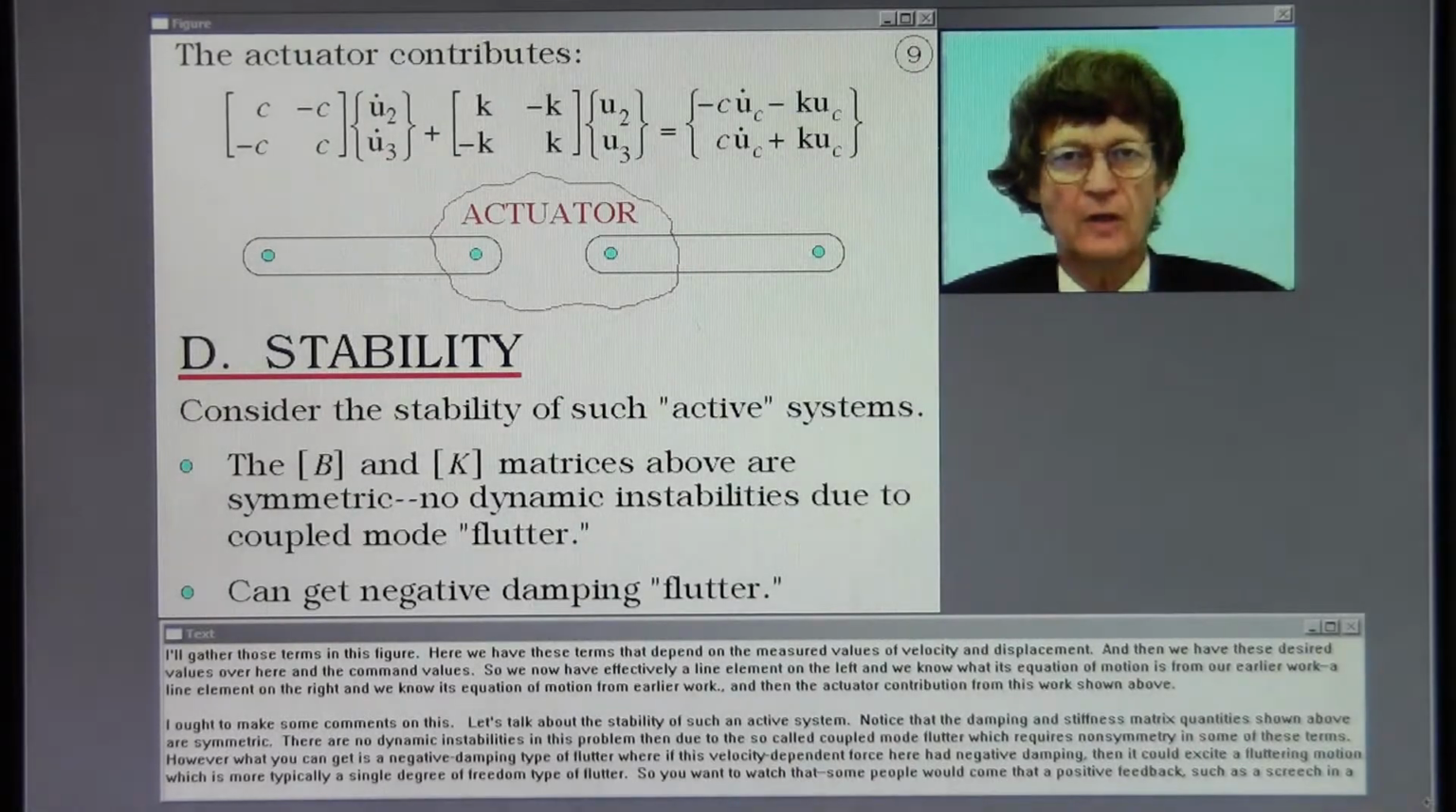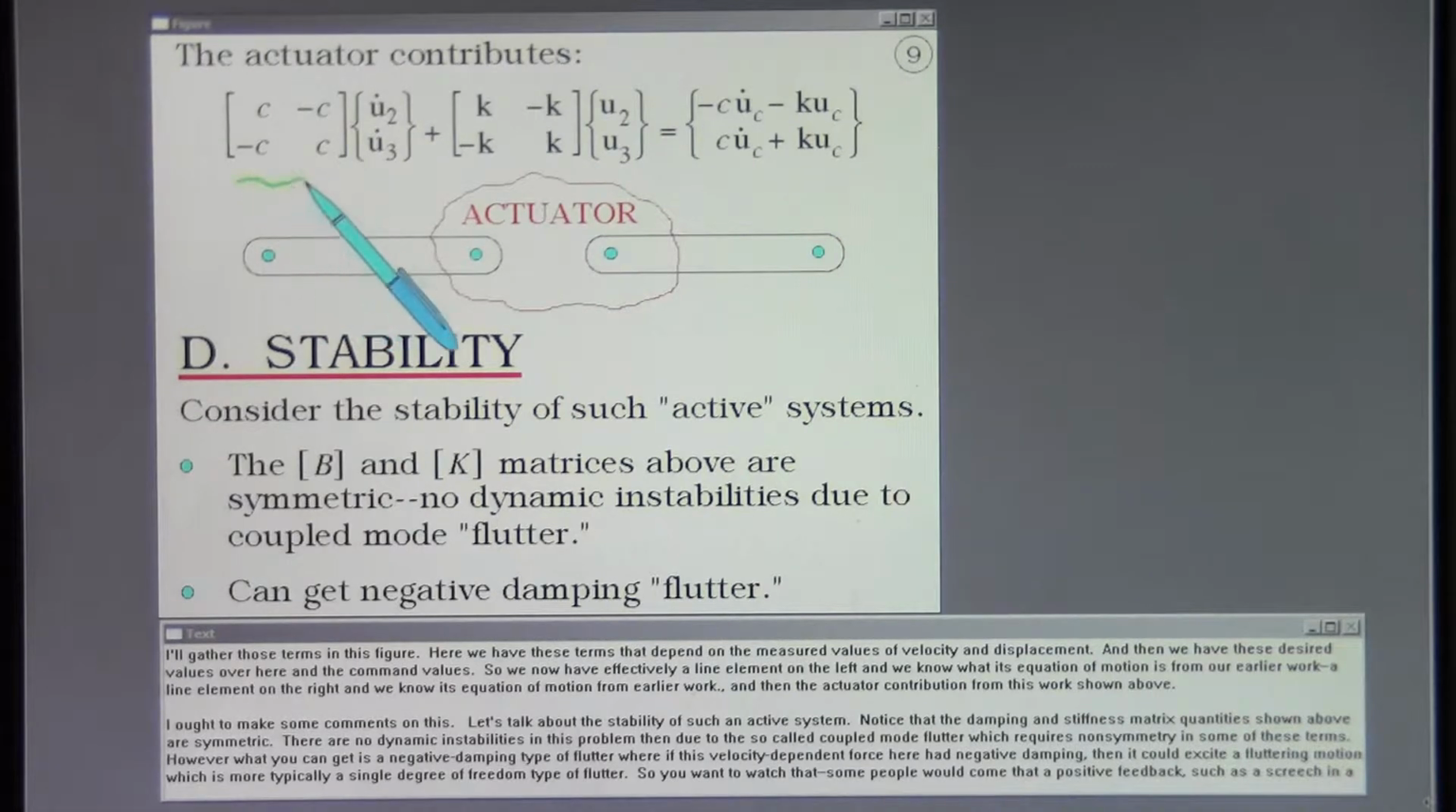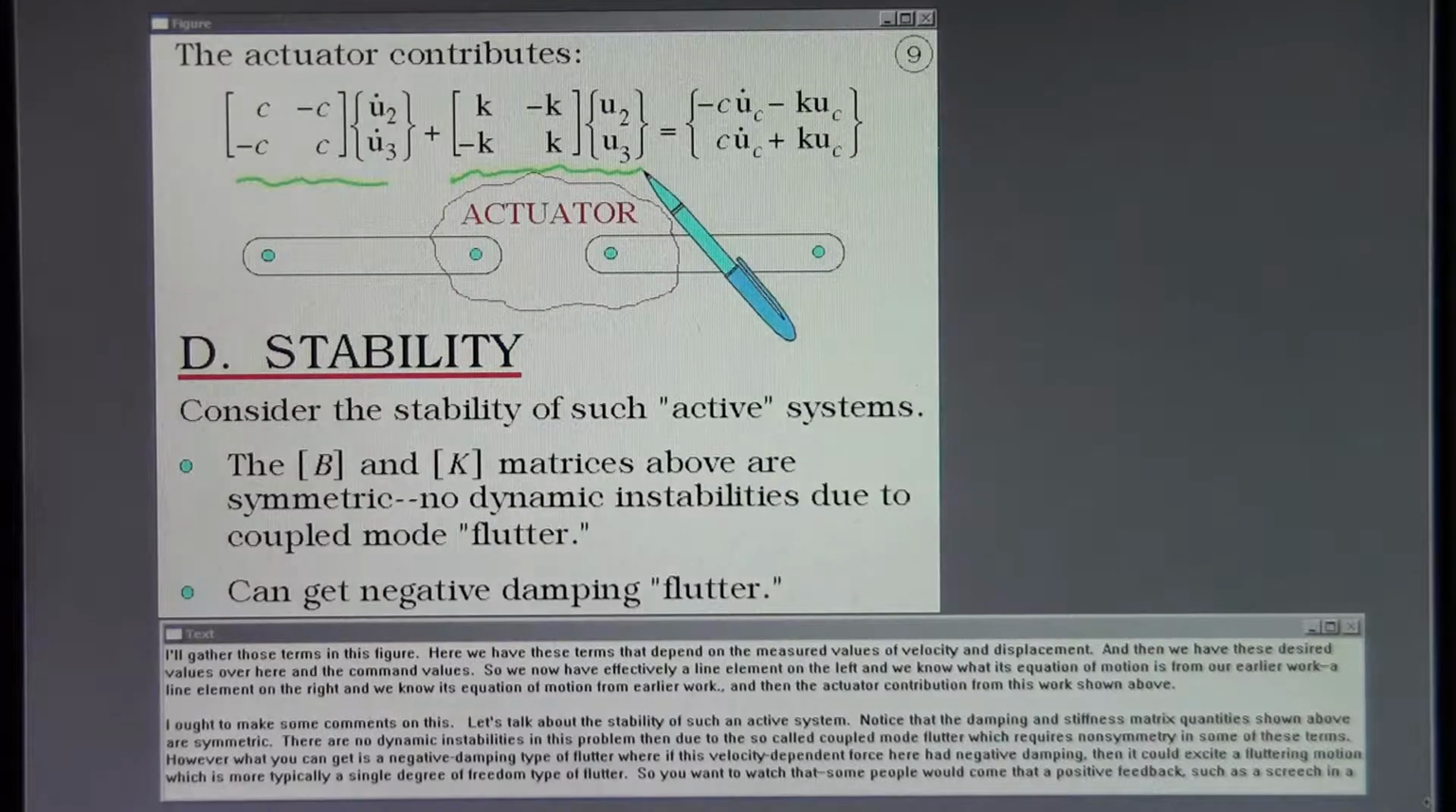I'll gather those terms in this figure. Here we have these terms that depend on the measured values of velocity and displacement. And then we have these desired values over here, the command values. So we now have, effectively, a line element on the left, and we know what its equation of motion is from earlier work. A line element on the right, and we know its equation of motion from earlier work. And then the actuator contribution from this work shown above.